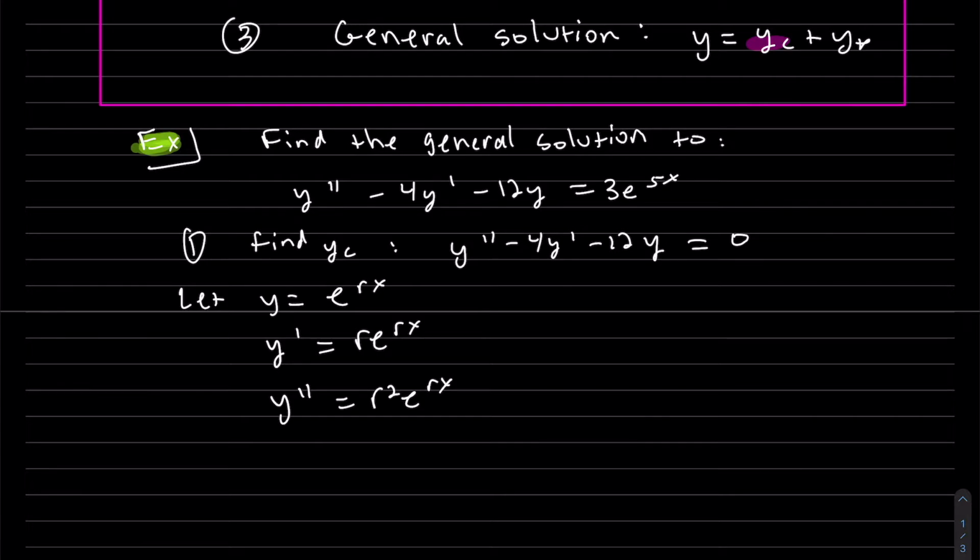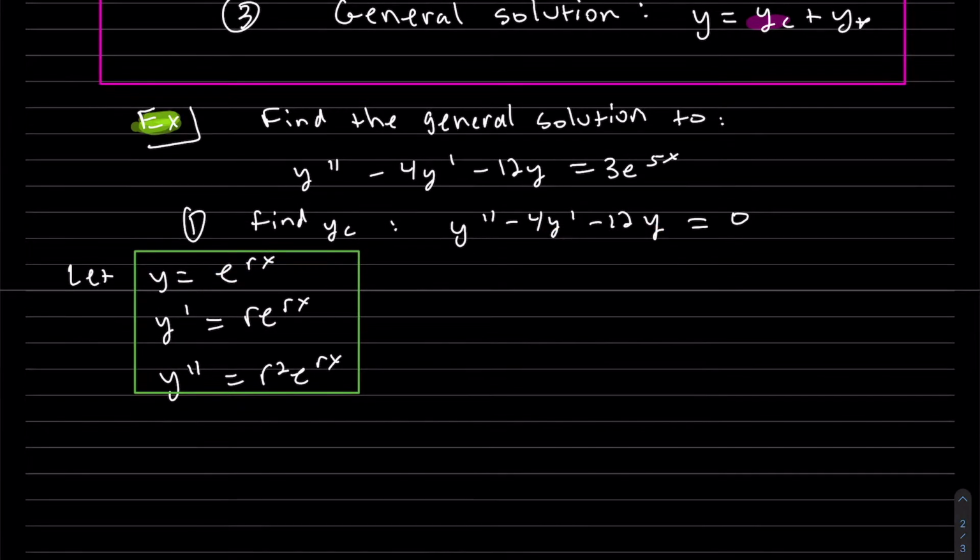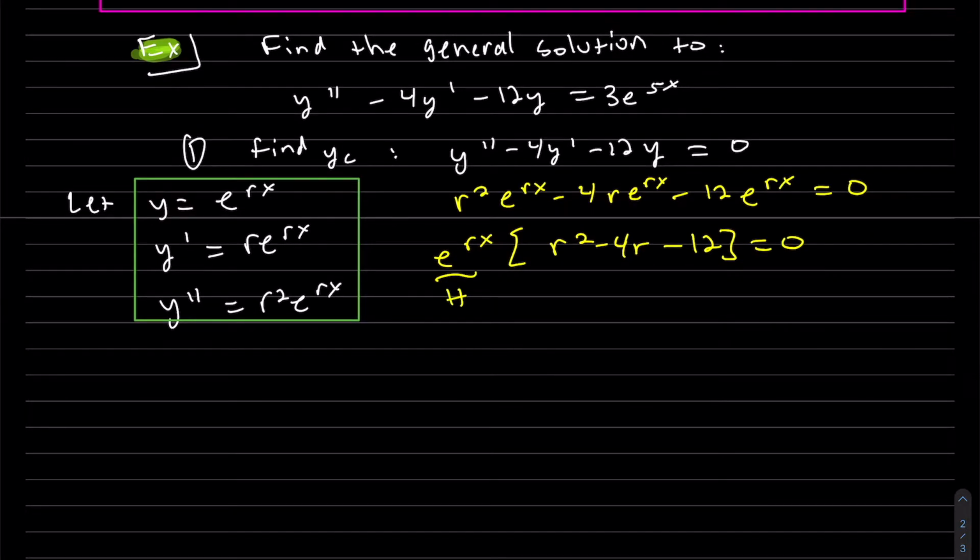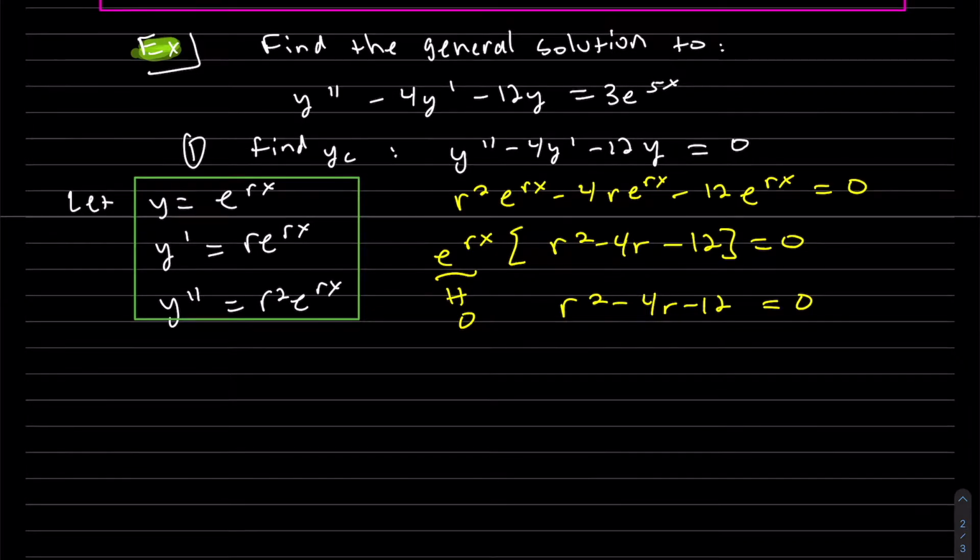And let's plug these into our differential equation. We're given the differential equation. So this goes there, this goes there, and y goes in place of y. So 12 times y is e to the rx. Factor it out. We know that e to the rx cannot equal 0. So r squared minus 4r minus 12 is equal to 0. Let's see if that factors.